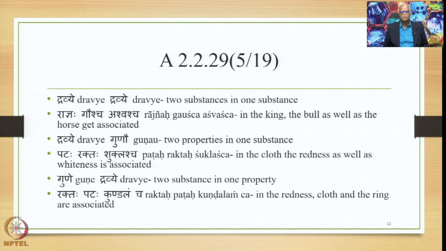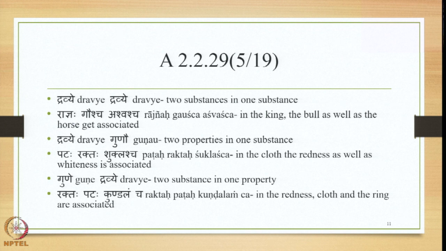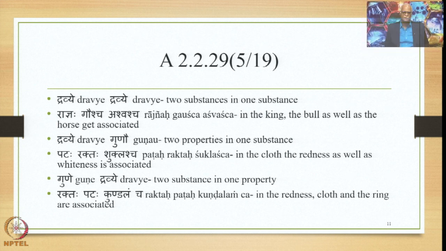Sometimes there is the samuchaya of two gunas in one dravya, two properties in one substance, like pataha raktaha shuklascha. Here we are talking about the cloth, pataha, and this has got two qualities, the collection of two qualities, raktaha shuklascha. The redness as well as whiteness is associated with this substance, pata.